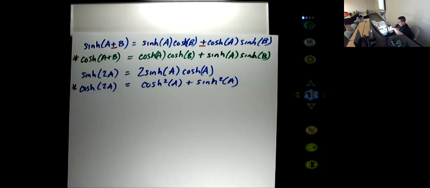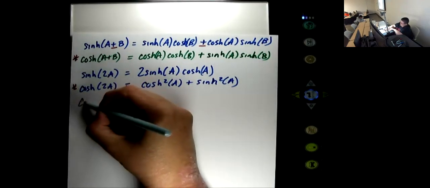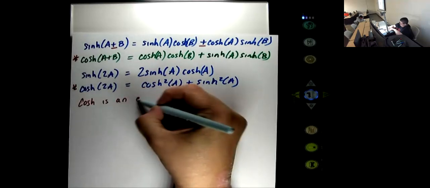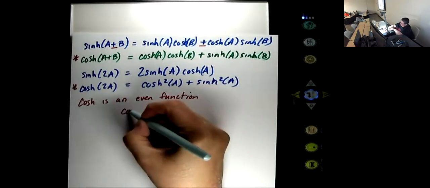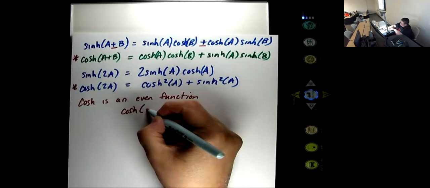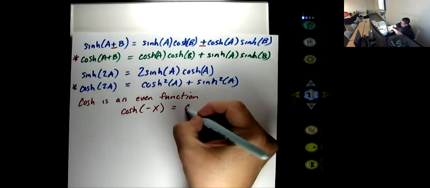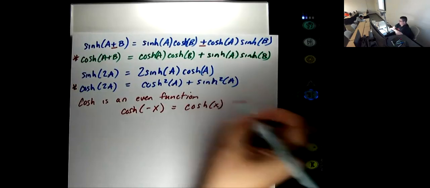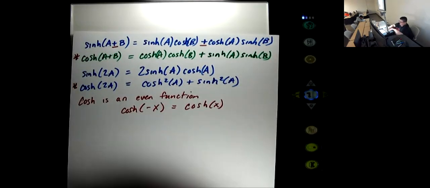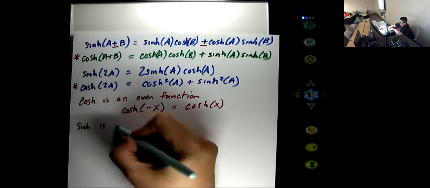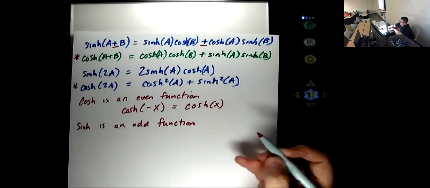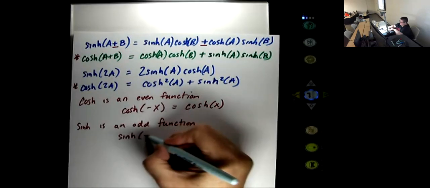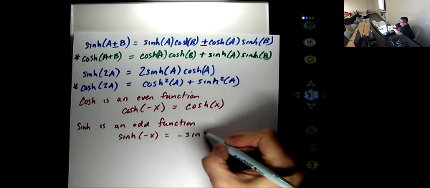And then cosh is an even function. Even functions, if you put in a negative value, equal the same as the positive value. And sinh is an odd function. If you put in a negative value on an odd function, it spits out the negative of the original function.